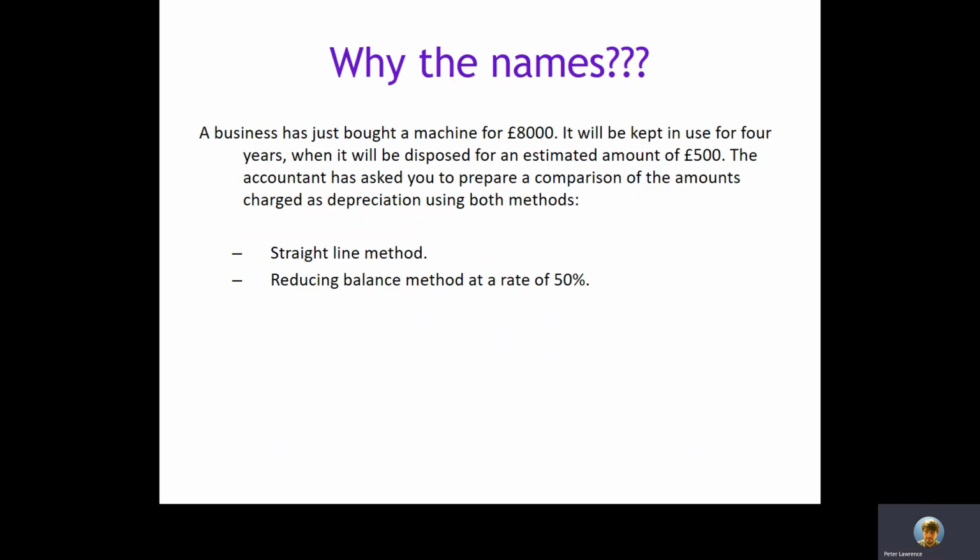So why the names? Why are they called straight line and reducing balance? I'll show you as an example. We've got a machine for £8,000, going to be kept for 4 years, and then it'll be disposed of for £500. Now the accountant's going to ask us to prepare a comparison of the amounts charged as depreciation using both methods.